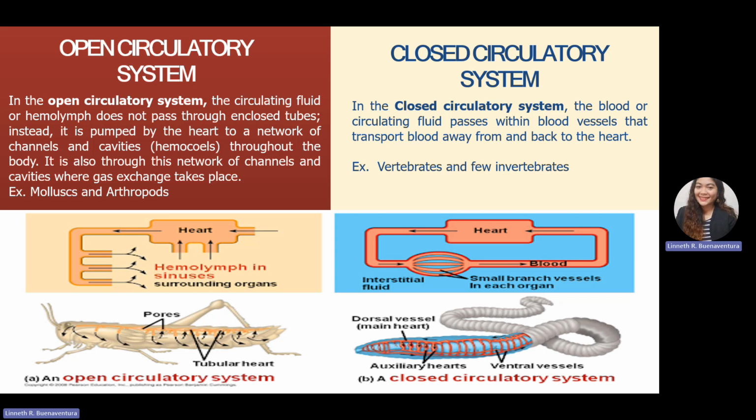They have ostia, or opening holes, on their heart, so the blood will freely enter the heart to be pumped again. The closed circulatory system, on the other hand, is a system wherein the blood or circulating fluid passes within blood vessels that transport blood away from and back to the heart. The blood is transported away by the arteries and then by the veins toward the heart.